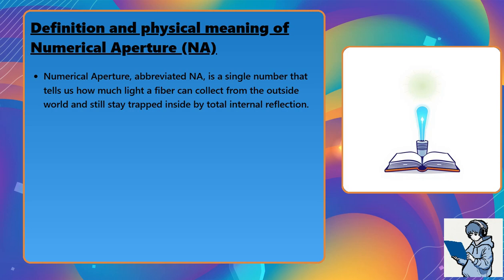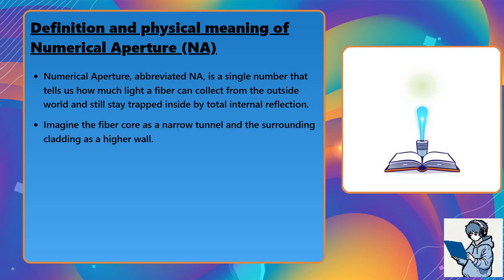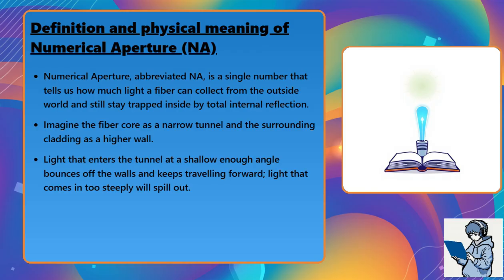Numerical aperture, abbreviated NA, is a single number that tells us how much light a fiber can collect from the outside world and still stay trapped inside by total internal reflection. Imagine the fiber core as a narrow tunnel and the surrounding cladding as a higher wall. Light that enters the tunnel at a shallow enough angle bounces off the walls and keeps traveling forward. Light that comes in too steeply will spill out. NA quantifies that steepness limit.